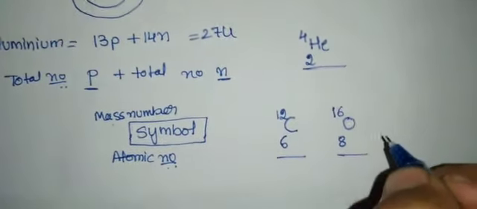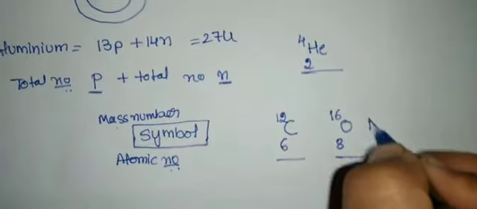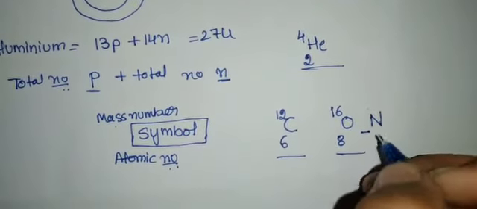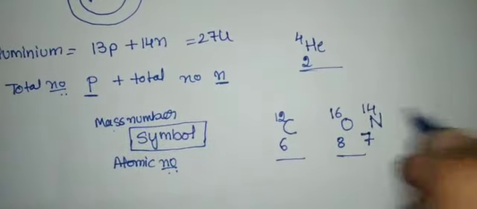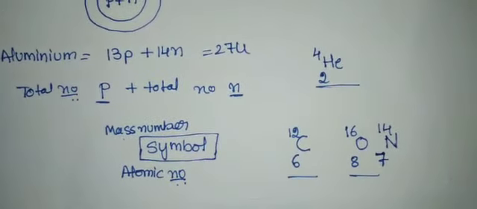And for example, if you take nitrogen, N is the symbol. Nitrogen, its atomic number is 7 and the mass number is 14. So in this way you have to write.